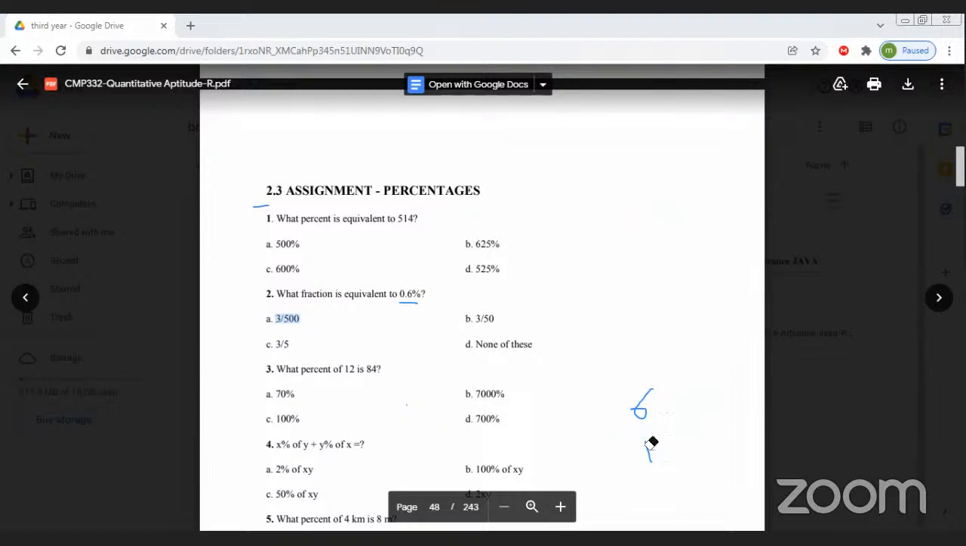So what should you do? Tell me quickly. Try to solve these sums. That's why I have taken this sum. If you have difficulties, you can ask me.